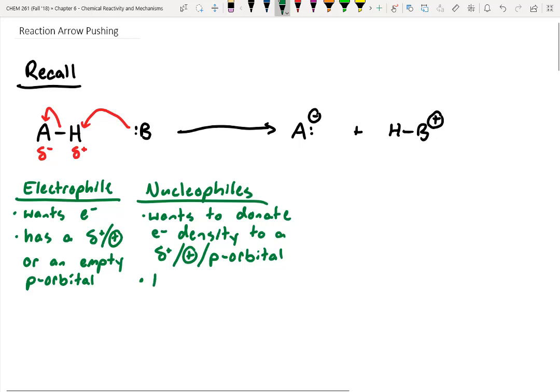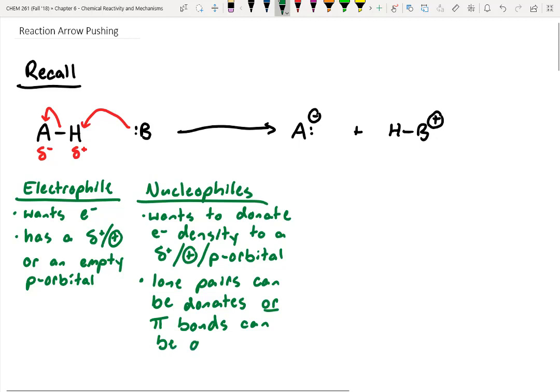This can happen through lone pairs, or pi bonds can be donated. They're both really good sources of electron density from your nucleophile. However, in acid-base reactions, we're normally not donating pi bonds, we're donating lone pairs, right? So that is an important distinction. Does that make sense? We're going to be using these terms a lot.